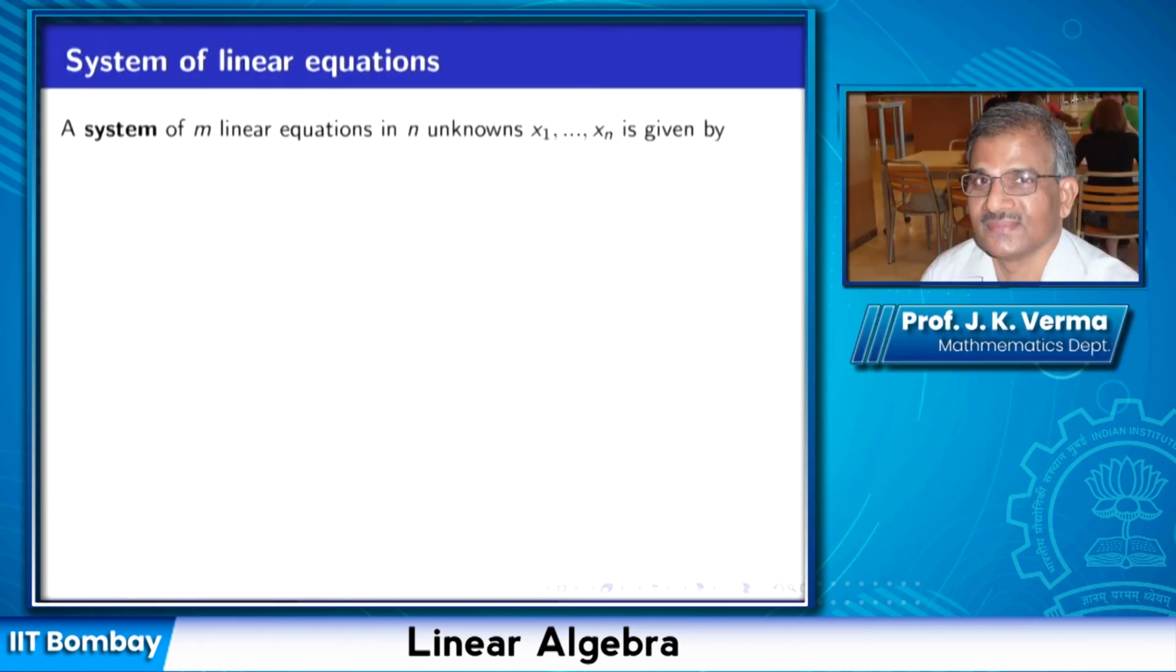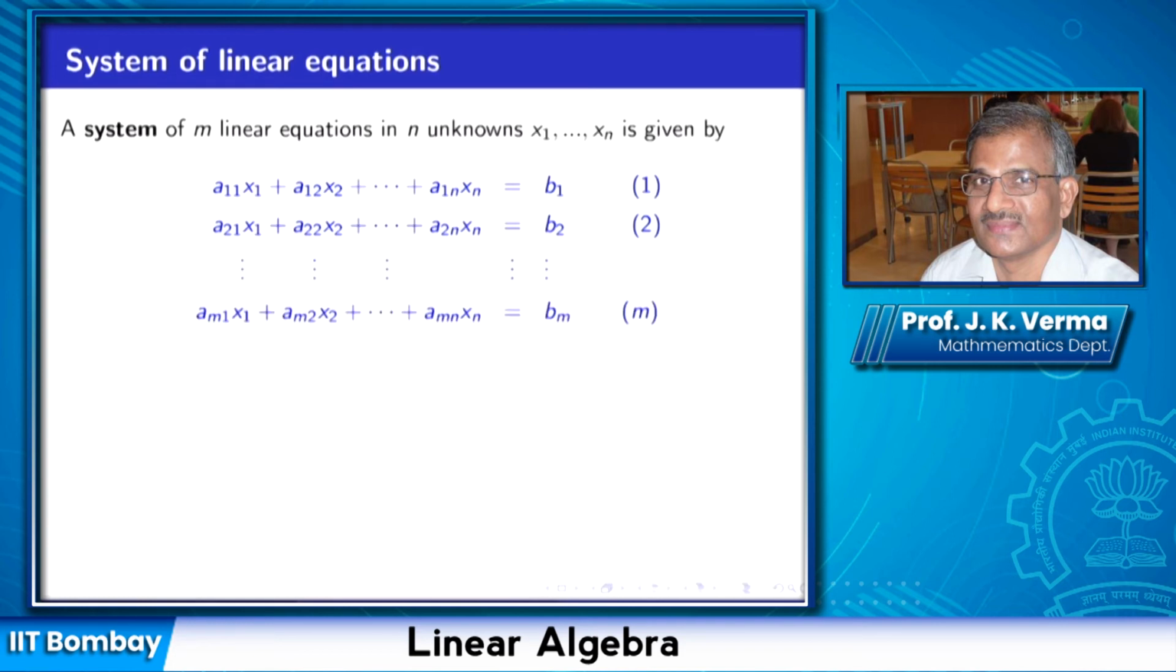We will discuss a system of linear equations in n unknowns x1, x2, up to xn. This system is written in this fashion. The first equation is written as a11x1 plus a12x2 plus up to a1n xn equal to b1. The second equation is written as a21x1 plus a22x2 plus up to a2n xn equal to b2, and so on. And finally, we write the mth equation in the same fashion.